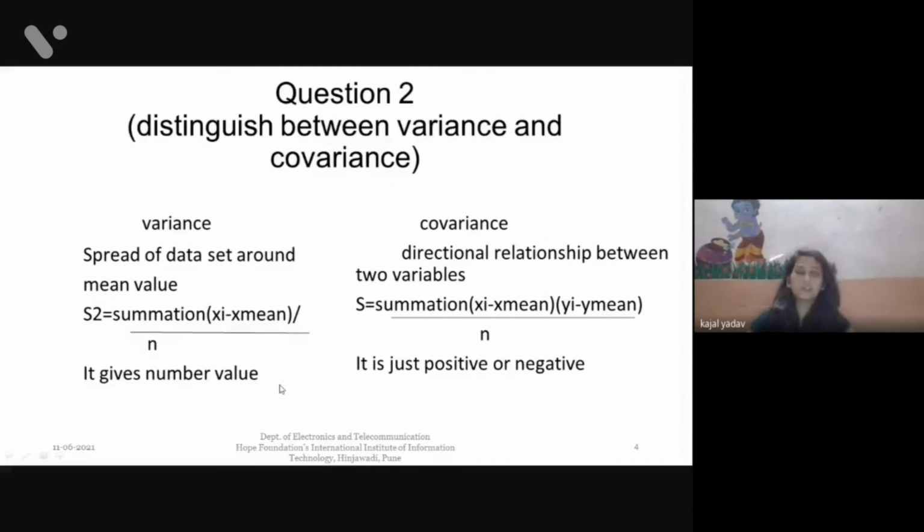We will take the covariance example as two values having proportionality. They may be in the same direction or in different directions.